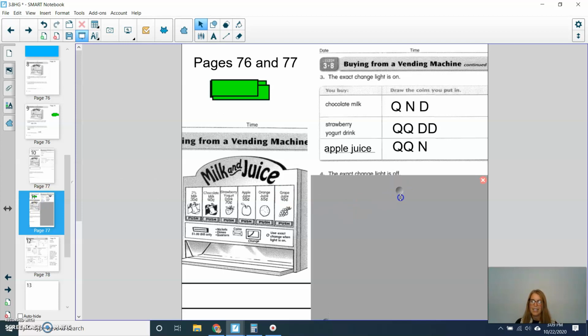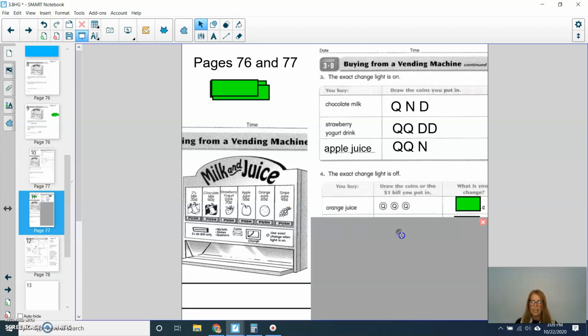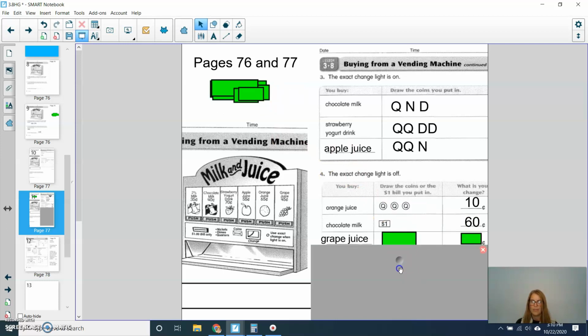All right, second graders, let's take a look at the second half of the page. If I'm buying orange juice, which is 65 cents, and I'm paying with 3 quarters, 3 quarters is 75 cents. So going from 65 to 75 is 10 cents. I'd get 10 cents back. Then if I'm buying chocolate milk, which is 40 cents, and I'm paying with $1, I need to think how much to go from 40 to $1, or from 40 to 100. That would take 60. 60 cents would be my change.